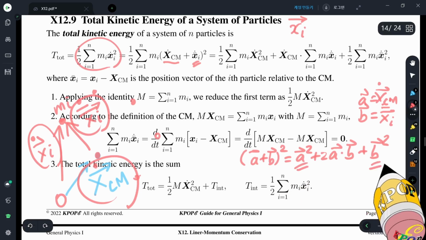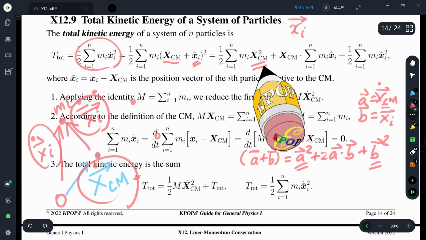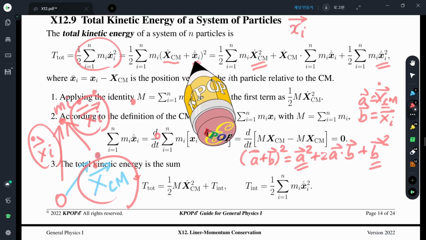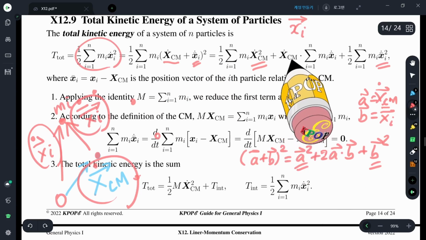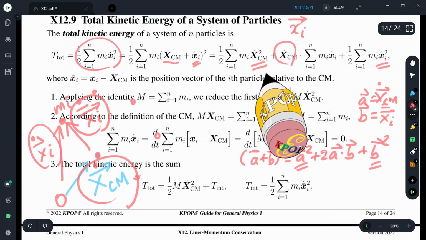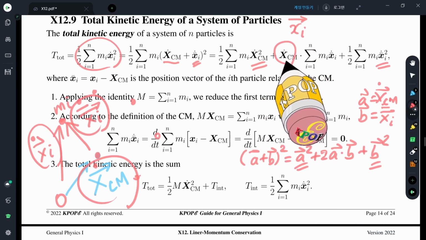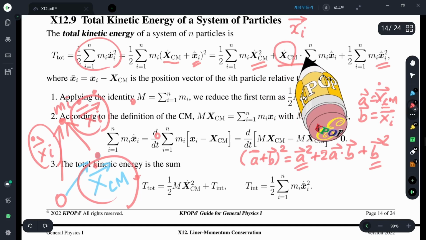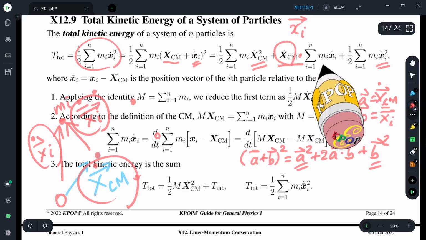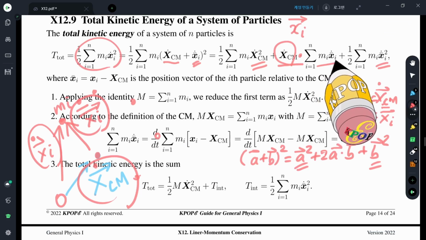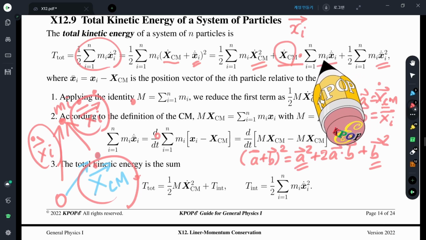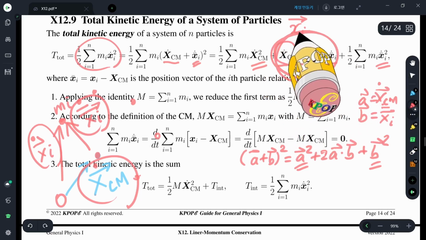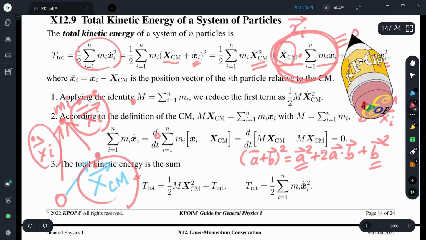So one square is the center of mass velocity squared. This square is the square of the relative velocity. And in the middle, the crossing term, the center of mass velocity is common to everybody. And we can pull this xcm dot out. So xcm dot, this is a scalar product, and the relative velocity of the ith particle multiplied by its own mass. However, this crossing term is exactly 0. Let's see why.